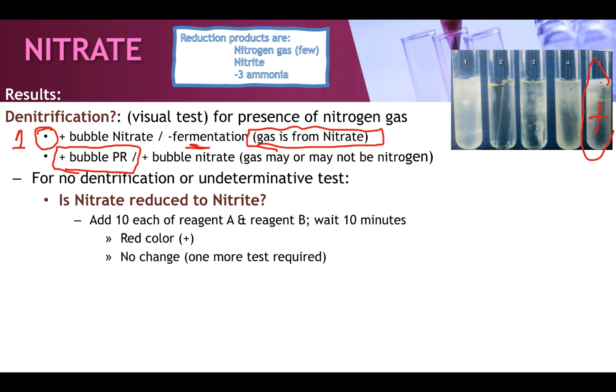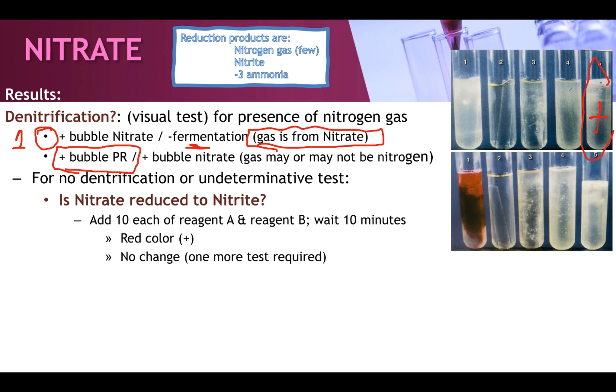We know that it does not have gas in 1, 3, and 4, but we still can't mark it negative. Actually, very few organisms make gas. So the next question here is nitrate reduced to nitrite? This is quite simple to figure out because all we have to do is test for nitrite. So tubes 1, 3, and 4 will all get reagents A and B added to it. And if the color change is not immediate, we're going to wait 10 minutes.